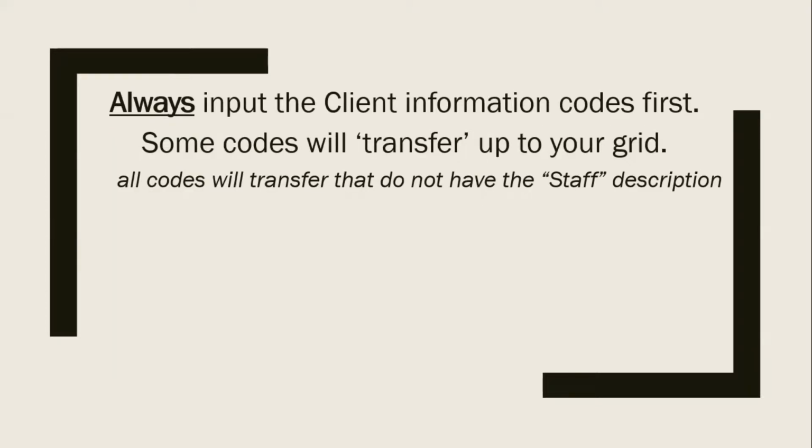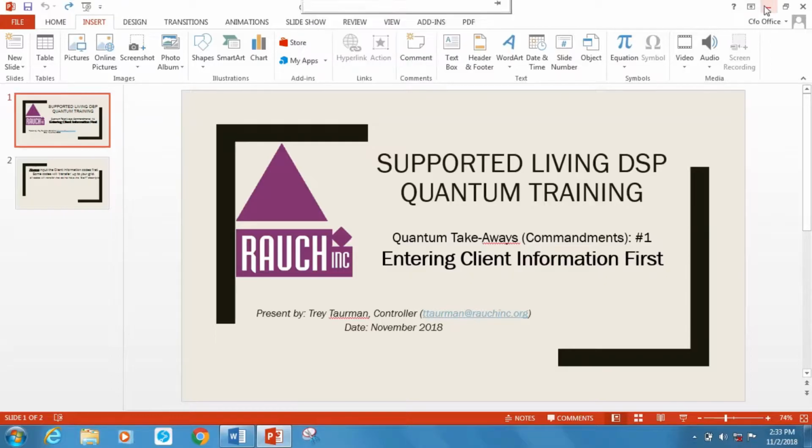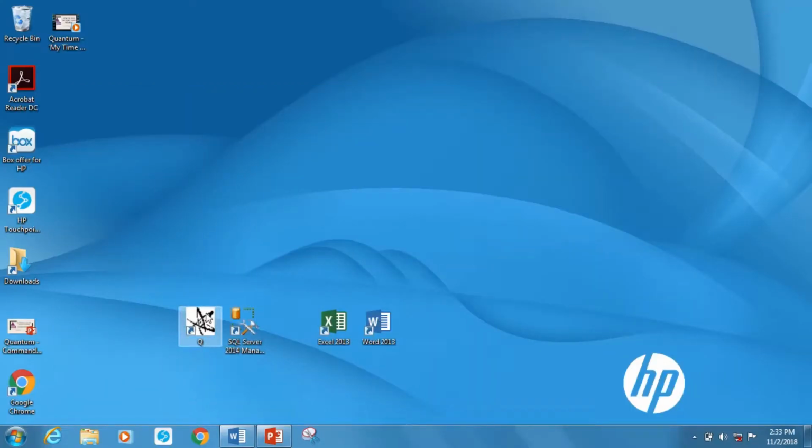But anyway, takeaway number 1 says, always input the client information codes first, as some of these codes will actually transfer up to your own map or grid. And I have a little subnote that says all codes will transfer that do not have the staff description. We'll get into that in more detail, but let's see why we input client information codes first. So the first thing I'm going to do is log into Quantum.